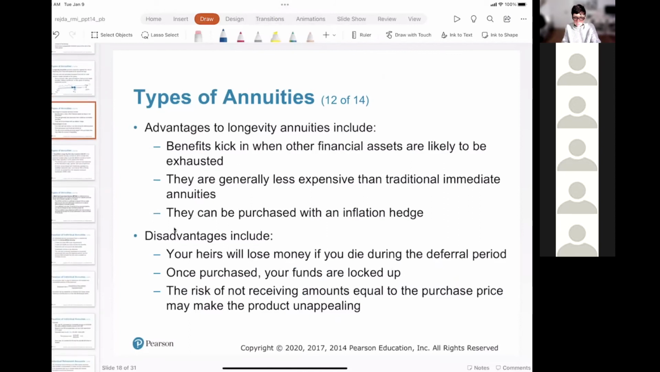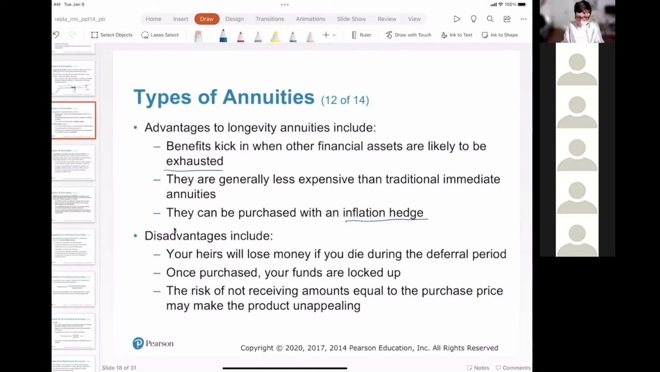And here are some of the advantages we talked about. In the event that you're a gambler and you went to the horse track from age 60 to 85 and you burned through all your money, at least you have that longevity annuity to save you when you're 85. And they are less expensive than traditional immediate annuities because the insurance company is skipping the income payments from age 60 to 85. It doesn't pick it up until you hit 85. And you can add an inflation hedge to it if you want. Of course, it will reduce the amount of income the first year.